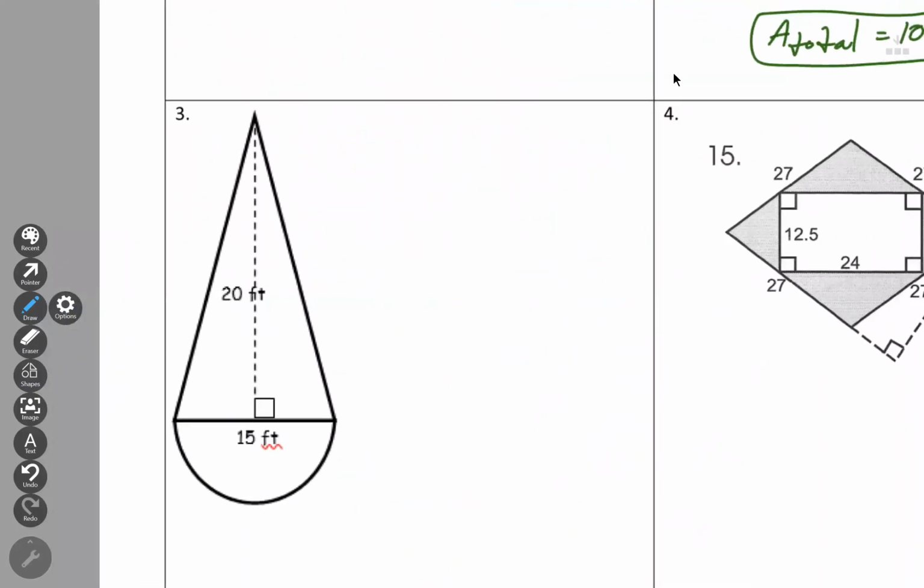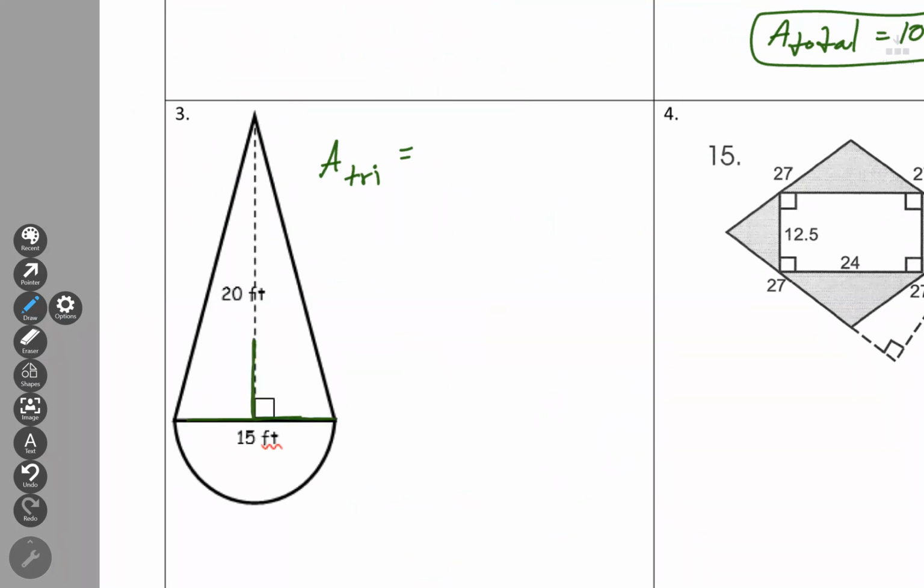Our next shape here, you can see this shape. It looks like an ice cream cone kind of, but it's really made up of a triangle on top and then a semicircle on the bottom. So first thing, area of the triangle. Okay, your triangle, it's base times height divided by 2. Remember, your base and your height have to be at right angles to each other.